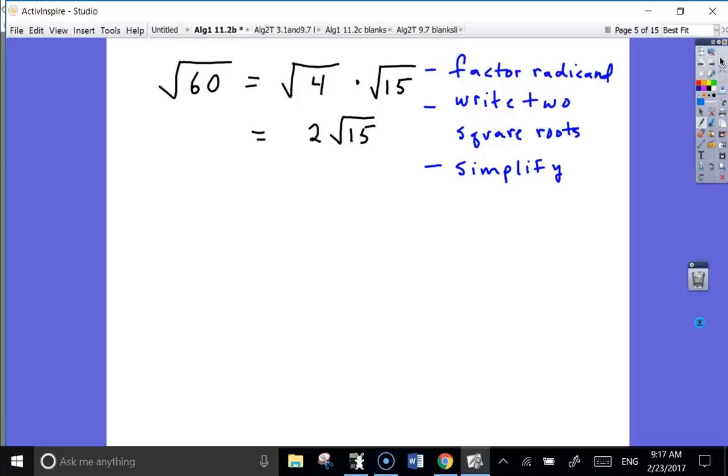Okay, quiet, please. This depends on a property which we call the product property of radicals, which is that the radical of a product, 4 times 15, equals the product of the radicals. If 4 times 15 is 60, then I should be able to split up the radicals into two parts. Make one part the square root of 4 and the other the square root of 15. Those are equal. Now, what is the square root of 4? 2. So you replace the square root of 4 with a 2, and you're done. How do you know that 4 times 15 is 60?